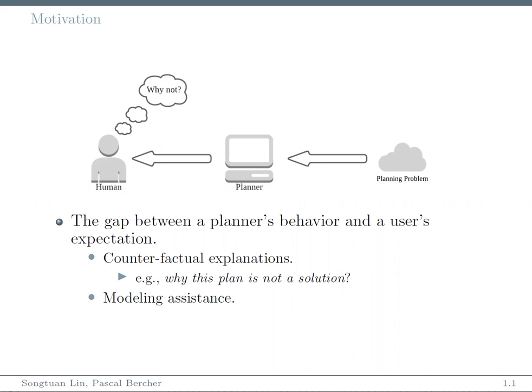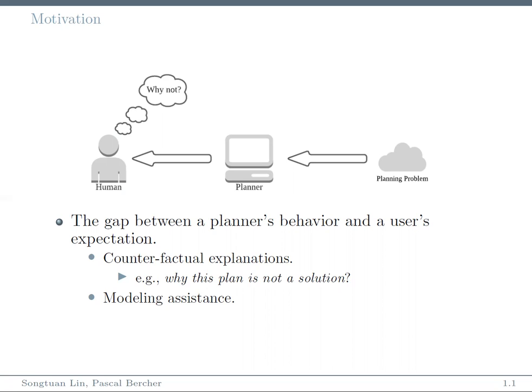In practice, it is often the case that a planner's behavior may be different from what a user expects. For instance, a planner may report that a planning problem is unsolvable, but the user thinks it is not. Or a planner provides a plan that is different from the one the user has in mind. In such a case, the user may wonder why this happens.